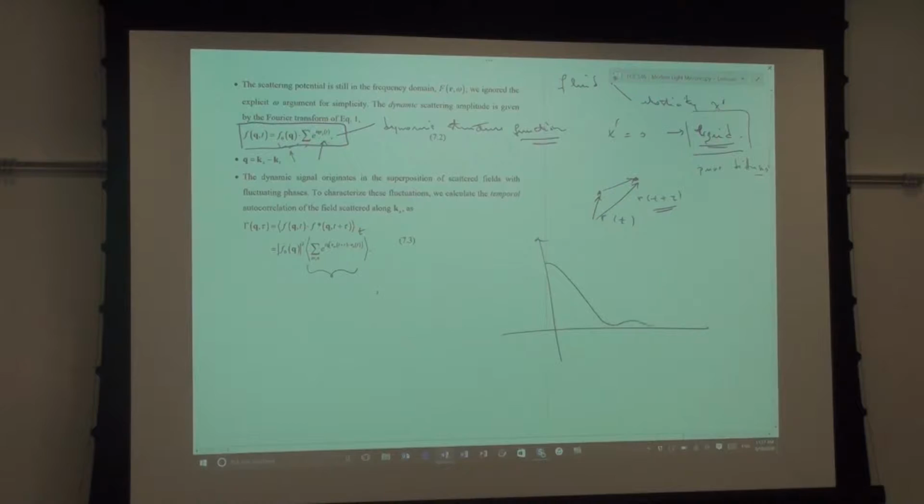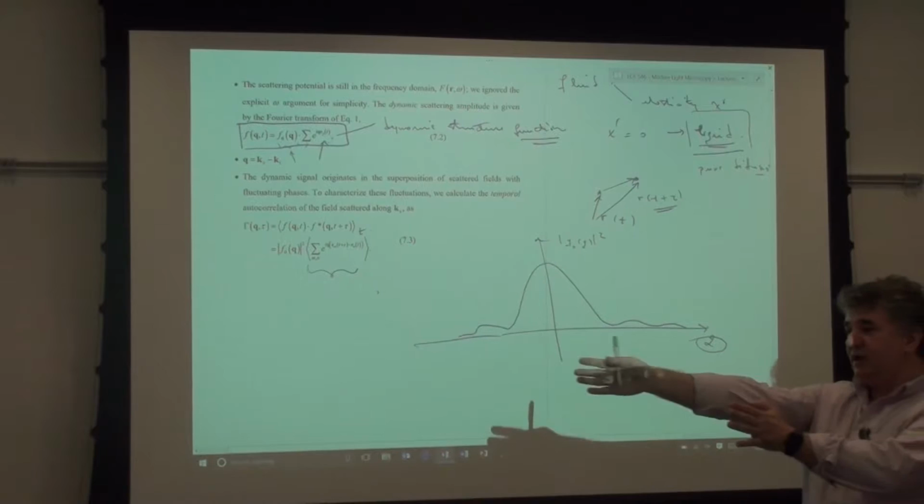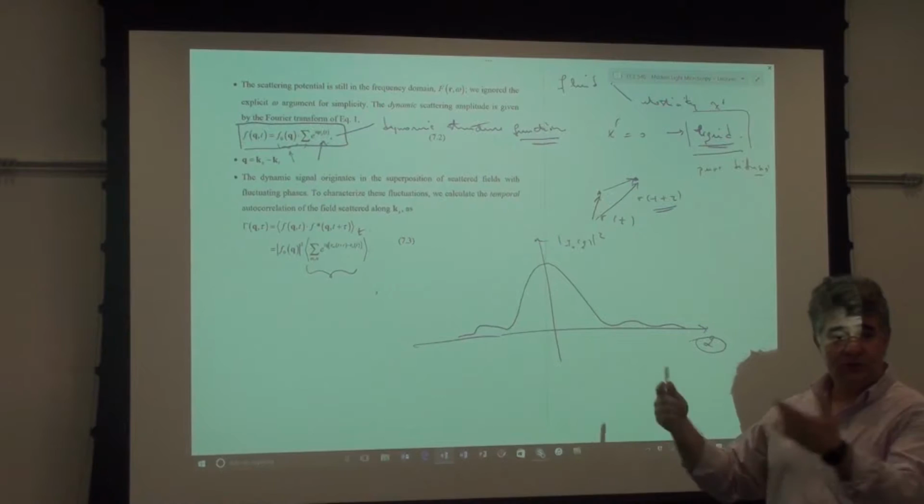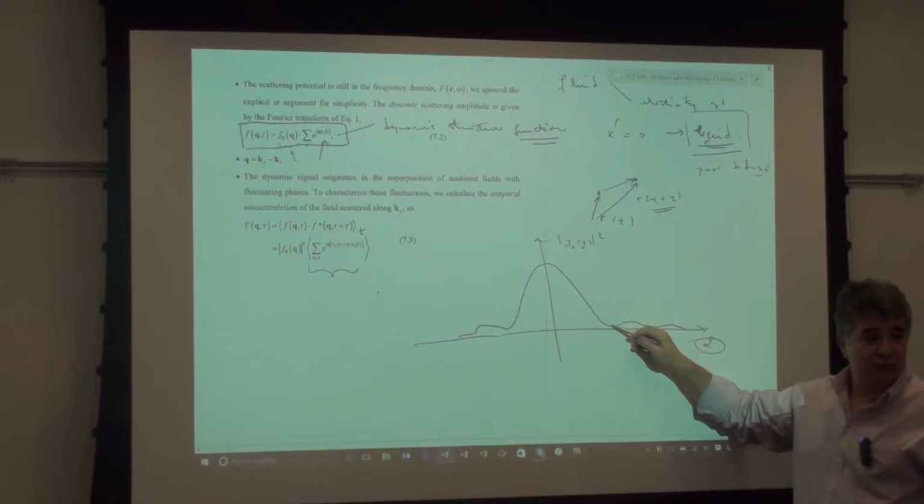So this will be magnitude square of F naught of Q versus Q. And basically, this Q is the scattering angle, right? So as I scan my angles in both directions, maybe, I can get maxima and minima. And obviously, one lesson is that you probably don't want to be in here. That wouldn't be a good angle to measure, right? So that's just practical. You want to avoid that.